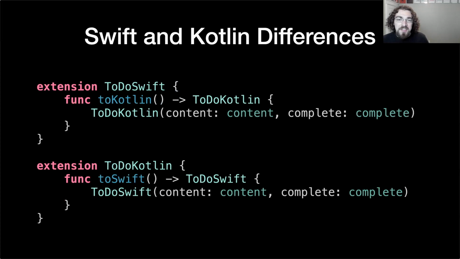Luckily, at least in this case, it's not too complicated to create adapters. You can create extensions on the Kotlin type and the Swift type to build one from the other. That can be a really nice thing to do at your interop boundary, so that when you're away from that boundary, you're not dependent on the Kotlin type, and things feel more like natural Swift.